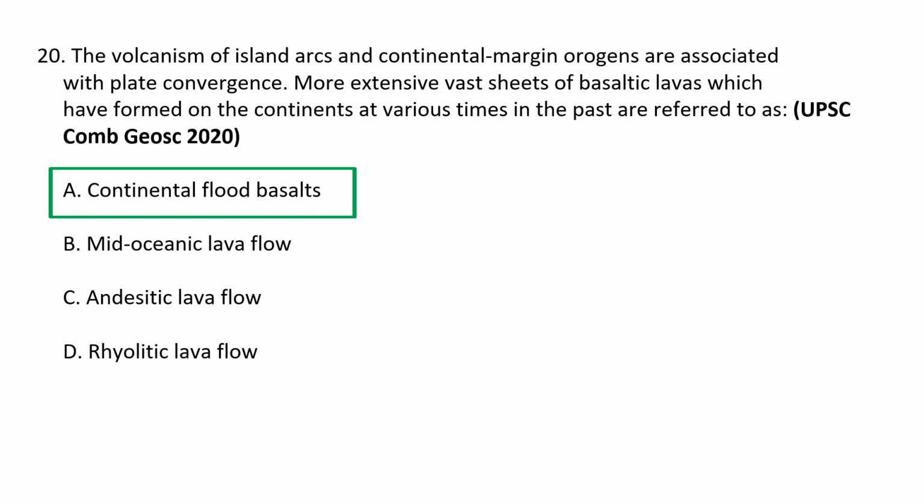So the volcanism of island rocks and continental margins are associated with the plate convergence, and during this time most extensive sheets of basaltic lava have formed on the continents, and these are referred to as the continental flood basalts.